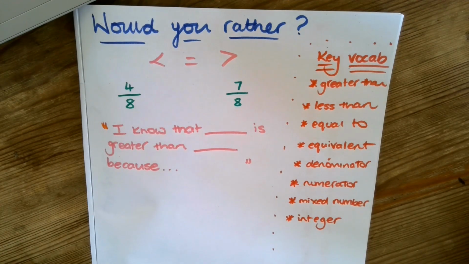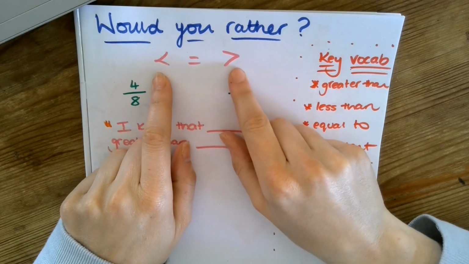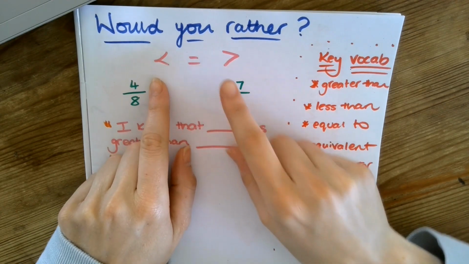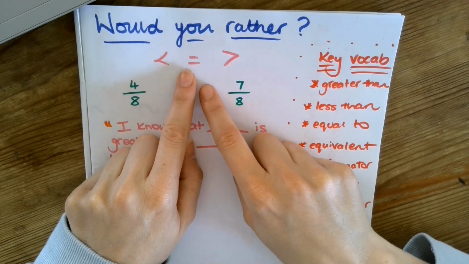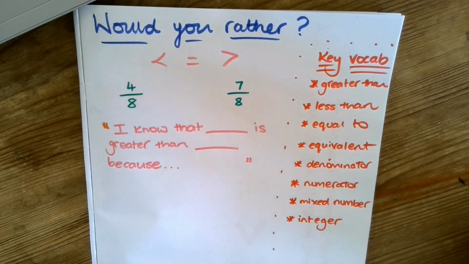This is today's maths task. I am going to be asking you, what would you rather have? So I want you to imagine you're in a cake shop or you're in a pizza shop and they ask you, would you rather have 4/8 of that cake or that pizza, or would you prefer to have 7/8? Now, we've done something like this before in school. We have used our comparative symbols to show if we think an answer is larger, the same, or smaller than another amount.